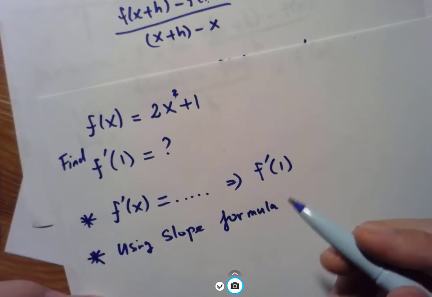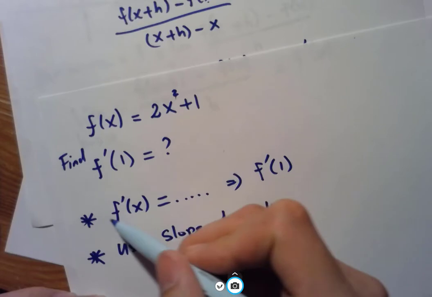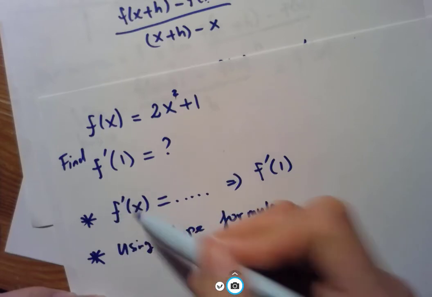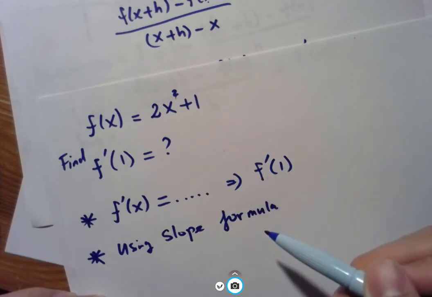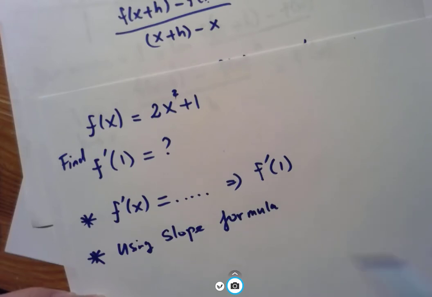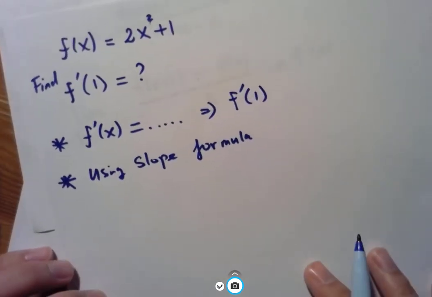There are two ways we can do it for now. First, you can just find the general formula for f prime of x, and then substitute 1 for x, and that is the answer. Or you can use the slope formula, but you need to pick another point very close to number 1. Now let's try both ways, and you should see the same answers.